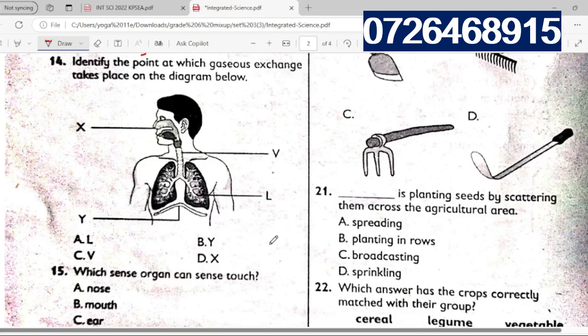Identify the point at which gaseous exchange takes place on the diagram below. Gaseous exchange takes place on point L. Gaseous exchange.